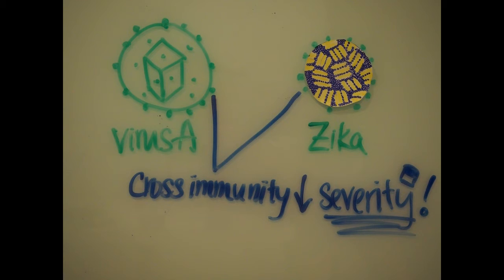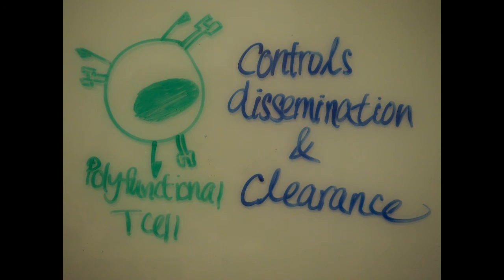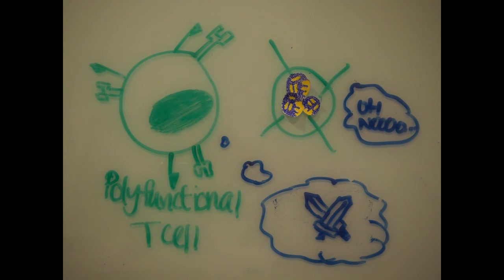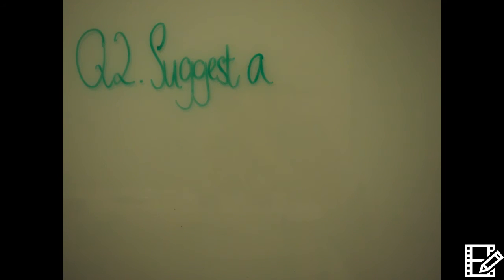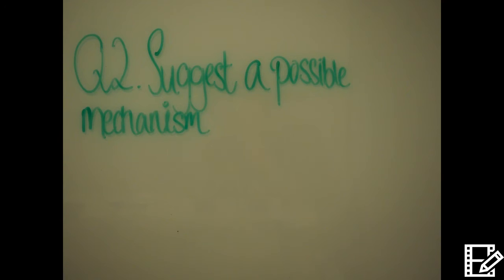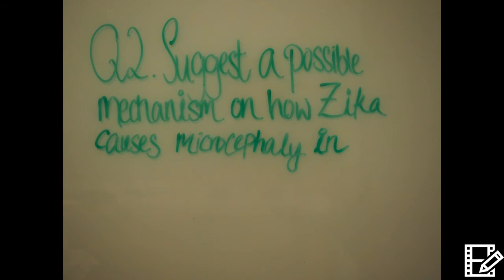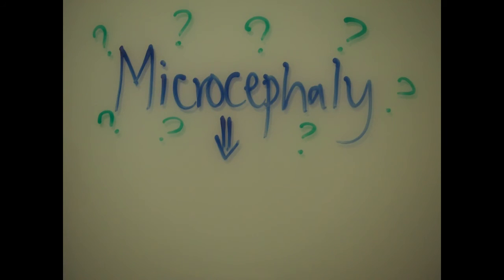Not to forget, T cells also contribute in controlling dissemination and clearance of the Zika virus. Upon the Zika infection, polyfunctional T cell responses are induced. Now that we've discussed the immune response mounted by the body when infected with the Zika virus, let's understand how this virus leads to microcephaly in newborns.